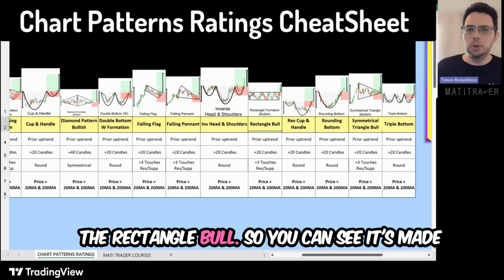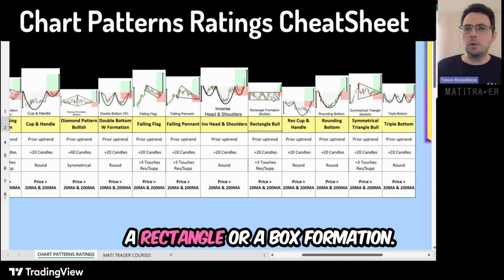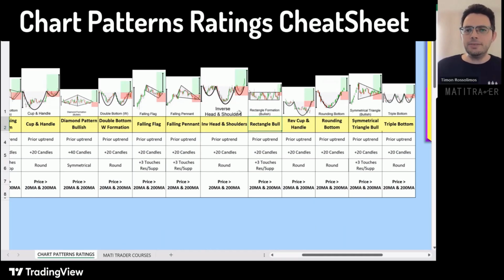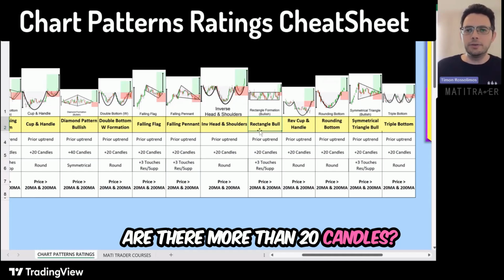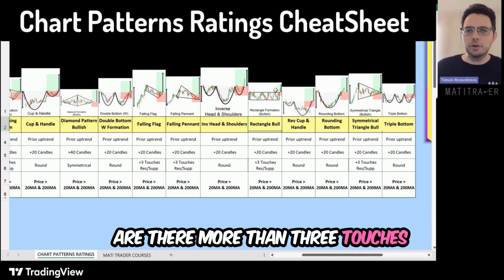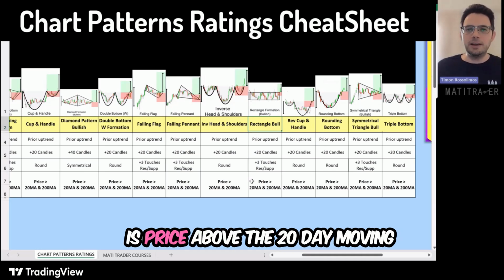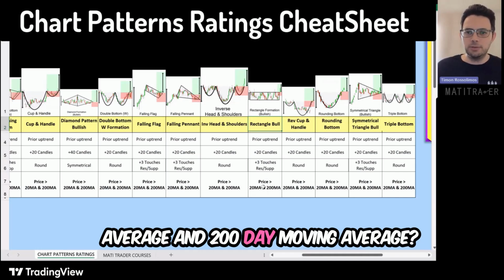The rectangle bull, so you can see it's made a rectangle or a box formation. Has there been a prior uptrend? Are there more than 20 candles? Are there more than 3 touches on the resistance and support? Is price above the 20-day moving average and 200-day moving average?